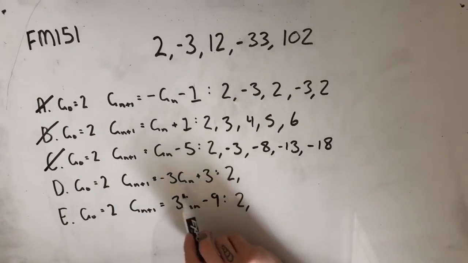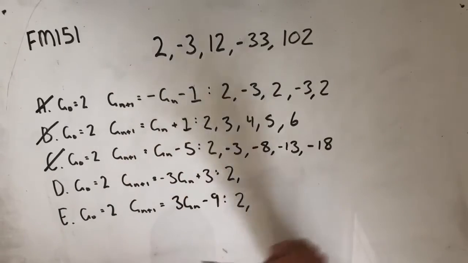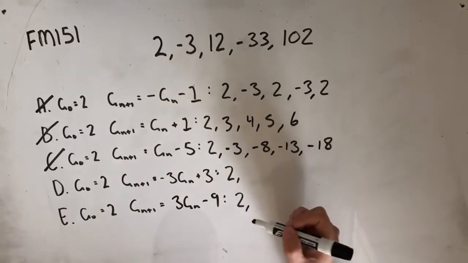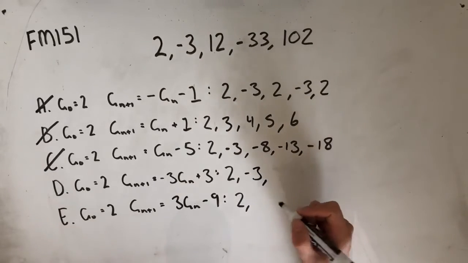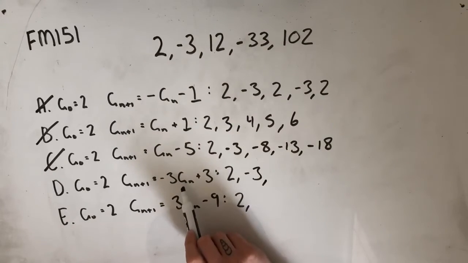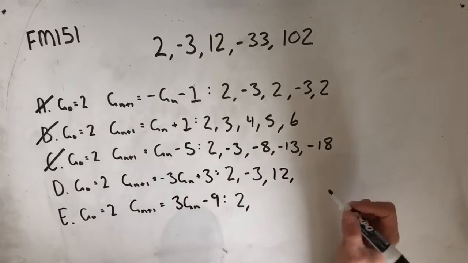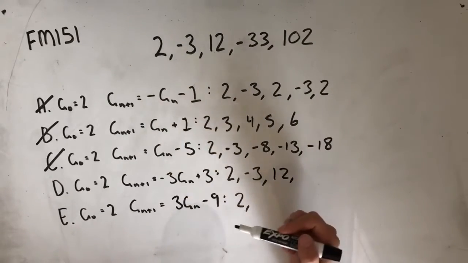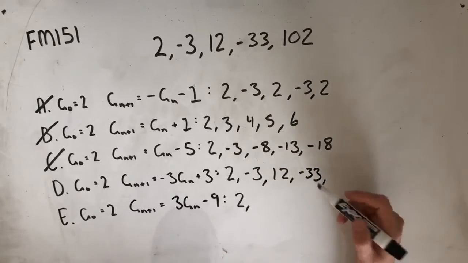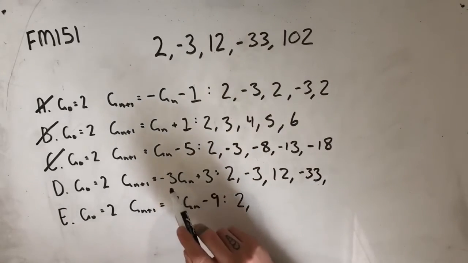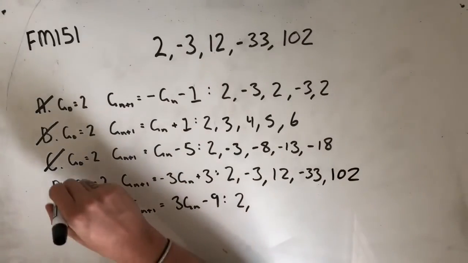Option D tells us to take our term, multiply it by -3, and then add 3 to get to the next term. So 2 times -3 would be -6, plus 3 is going to give -3. So far, so good. -3 times -3 should give +9, plus 3 will give +12. Still looking good. 12 times -3 would be -36, plus 3, -33. And then finally, -33 times -3 should give +99, plus 3 should give 102. So this looks like it's going to be our answer.